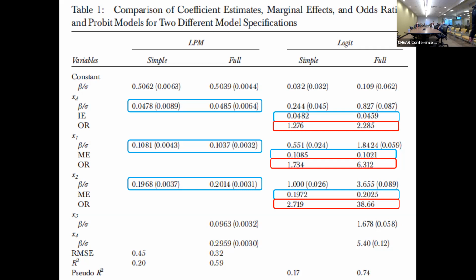Essentially the same. These are not moving. So we add new variables, R squared goes up. These betas are holding constant. Okay, it's exactly what you would expect in ordinary least squares, even with a binary outcome.